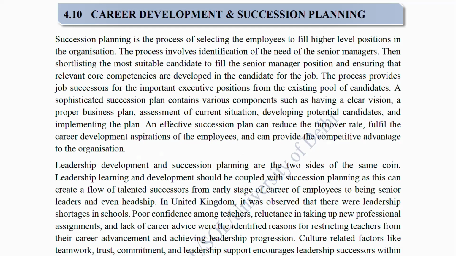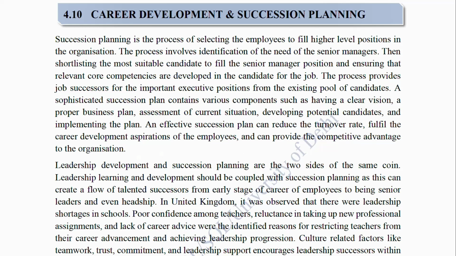4.10 Career Development and Succession Planning. Succession planning is the process of selecting the employees to fill higher level positions in the organization. The process involves identification of the need of the senior managers, then shortlisting the most suitable candidate to fill the senior manager position, and ensuring that relevant core competencies are developed in the candidate for the job. The process provides job successor for the important executive positions from the existing pool of candidates.